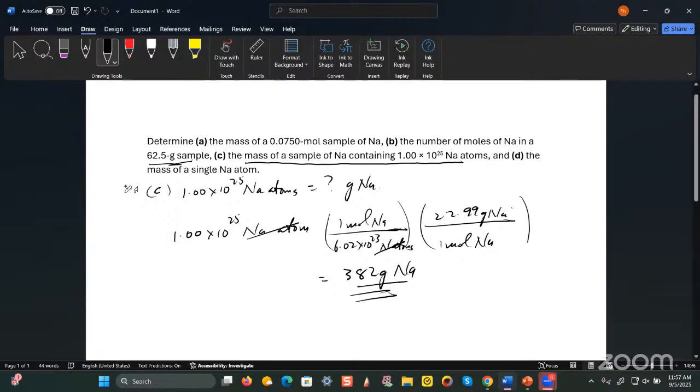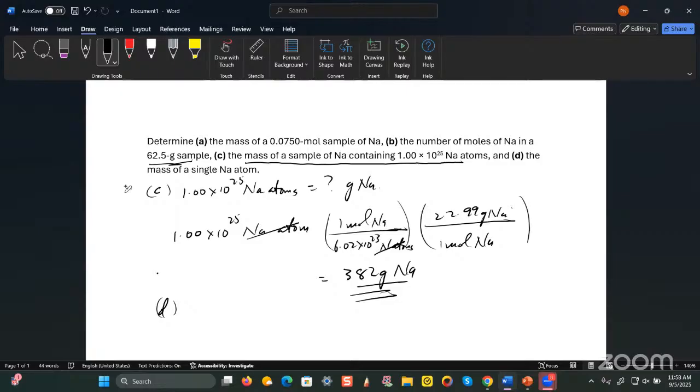Any questions about this one? Okay, so now we are going to move on to the D part of the question. And the D part is asking for the mass of a single sodium atom. Now that's interesting. How would we calculate the mass of a single sodium atom?